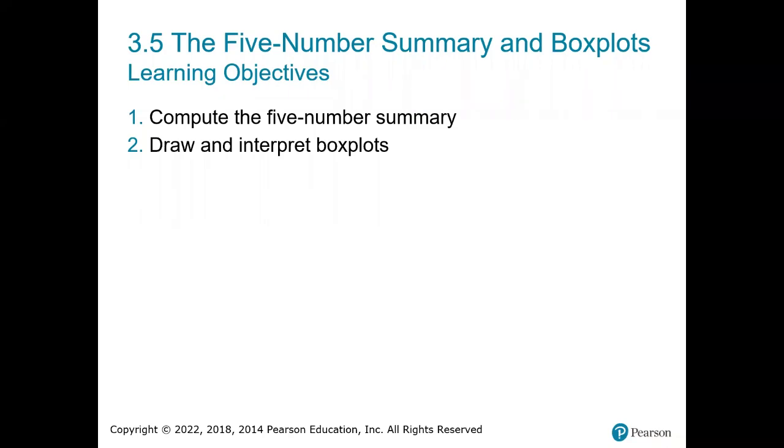So this is the final section for chapter 3, section 3.5. We are going to combine everything we've done from these other sections to create what's called the 5-number summary, and then the visual representation of those quartiles, that 5-number summary, in a box plot.